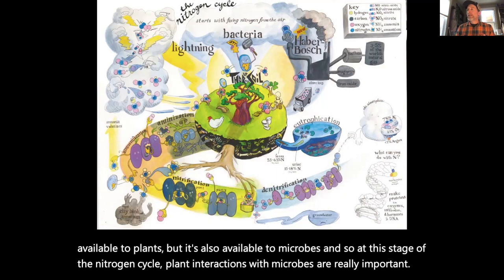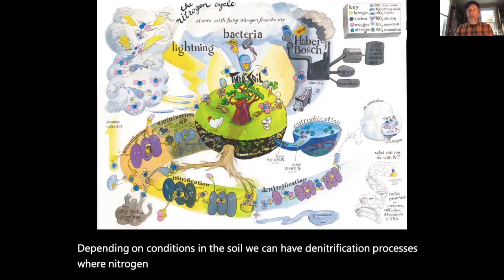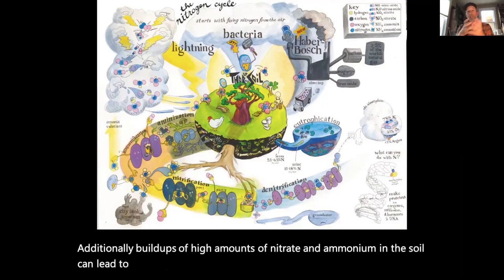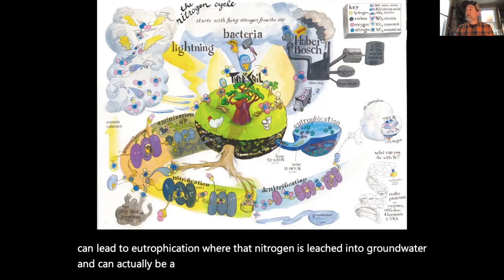Depending on conditions in the soil, we can have denitrification processes where nitrogen is turned back into nitrogen gas in the atmosphere. Additionally, buildups of high amounts of nitrate and ammonium in the soil can lead to eutrophication, where that nitrogen is leached into groundwater and can actually be a major pollutant for water systems. So a lot of complexity here.